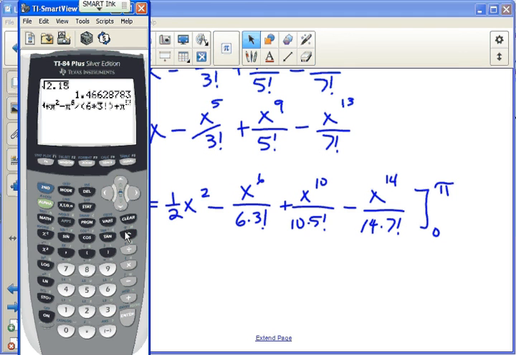minus pi to the 14th over 14 times 7 factorial. That gives you negative 73.013 if we're rounding. So negative 73.013.